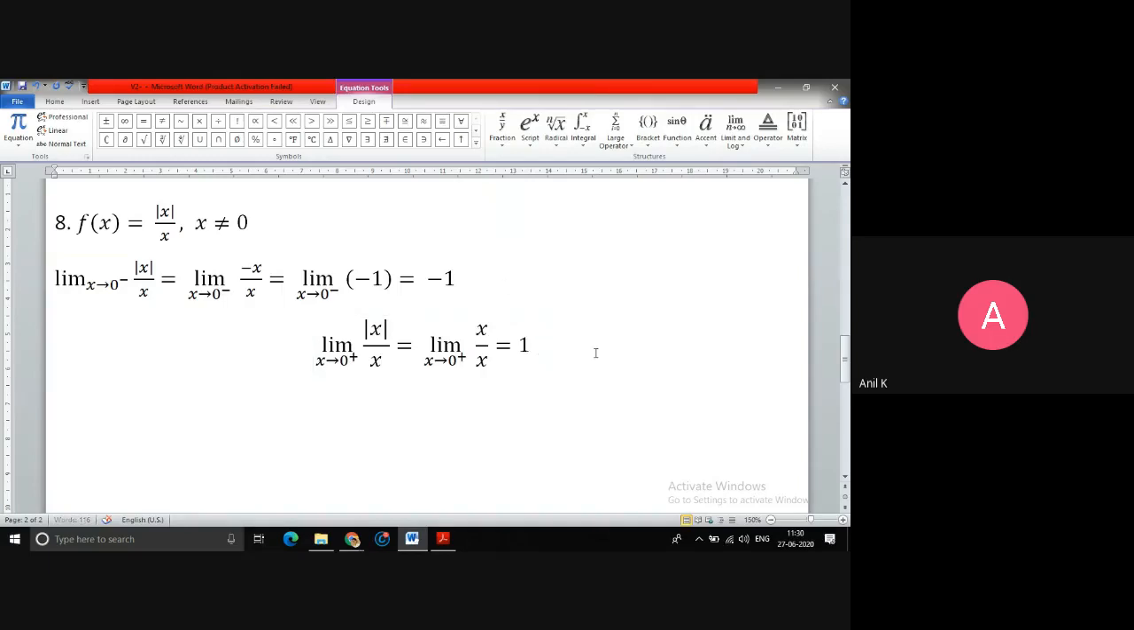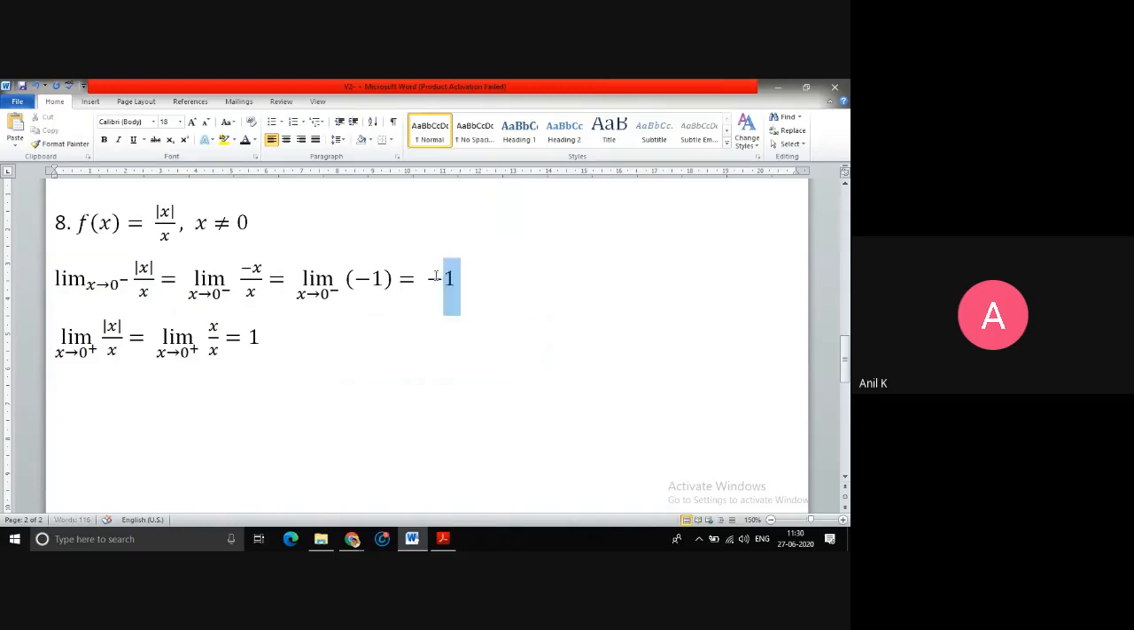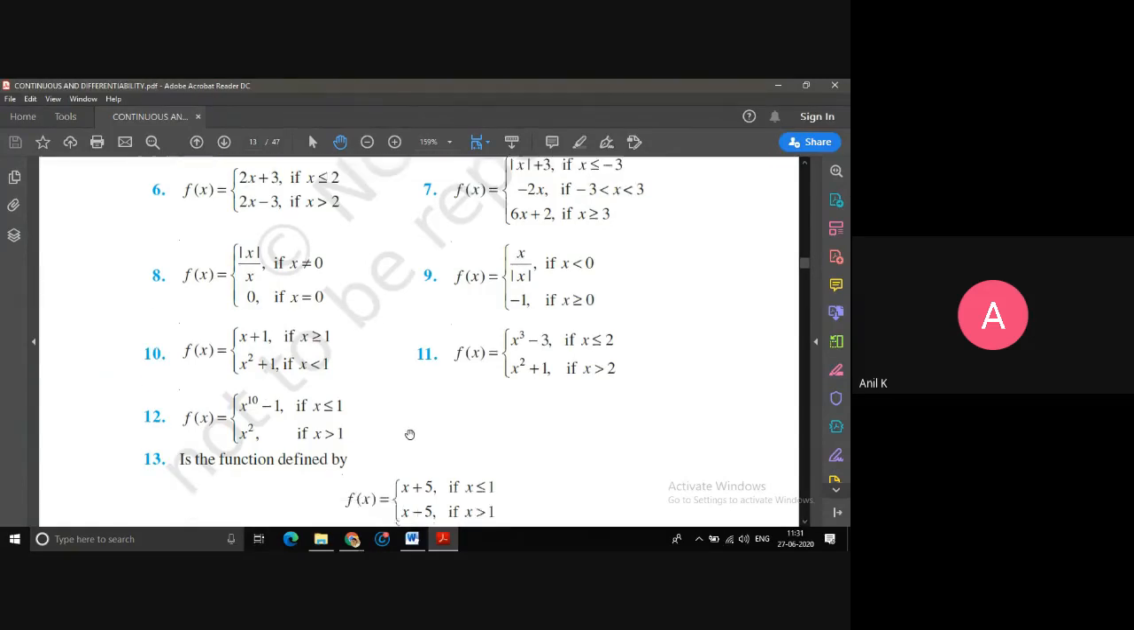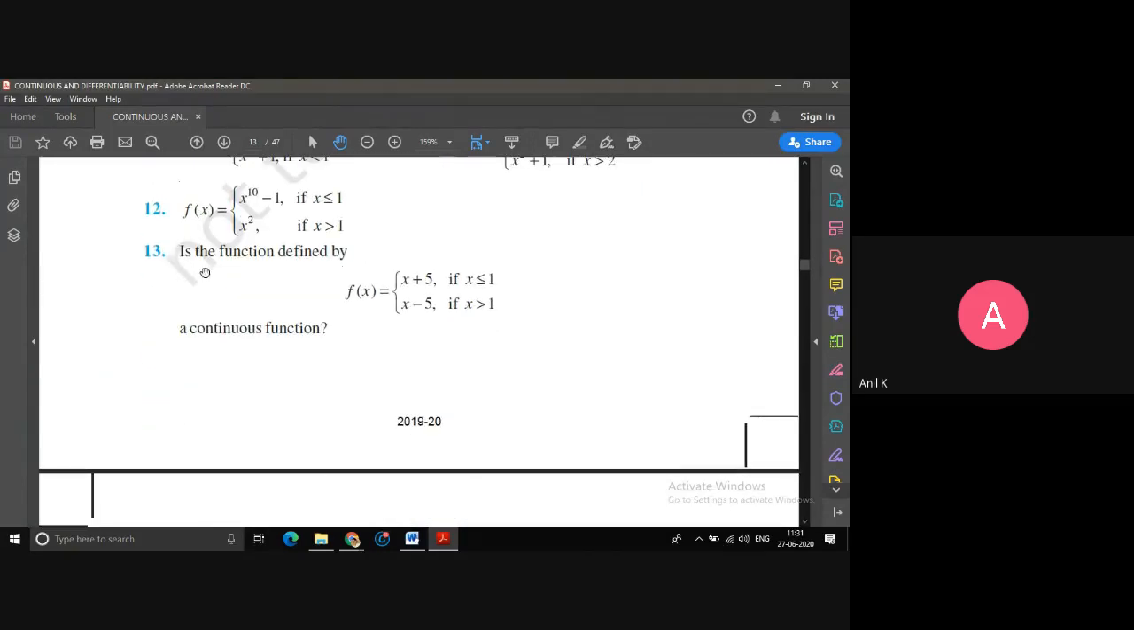So what you got: left limit as minus 1 here and right limit as plus 1. So if both are not equal, hence f is discontinuous at x equals 0. Okay, so this is what we have to conclude for all the questions. Now you can try the question number 9. Question number 10, 11, 12, these all are easy. Even question number 13 also.